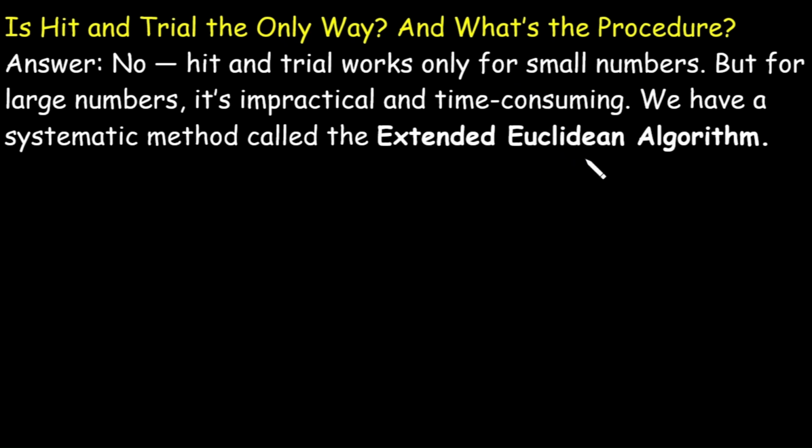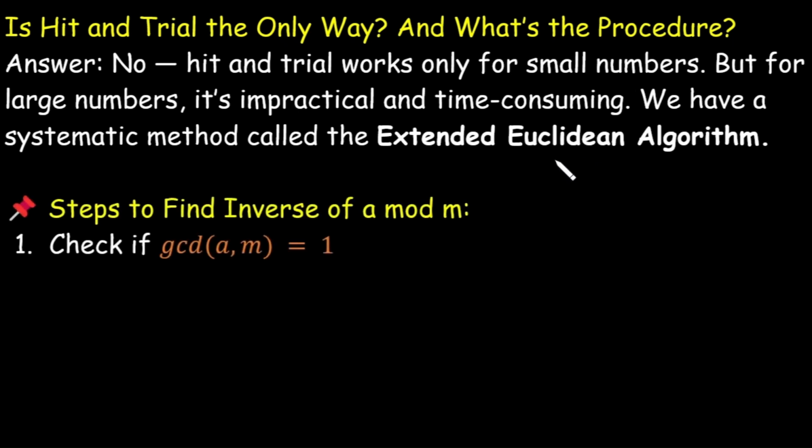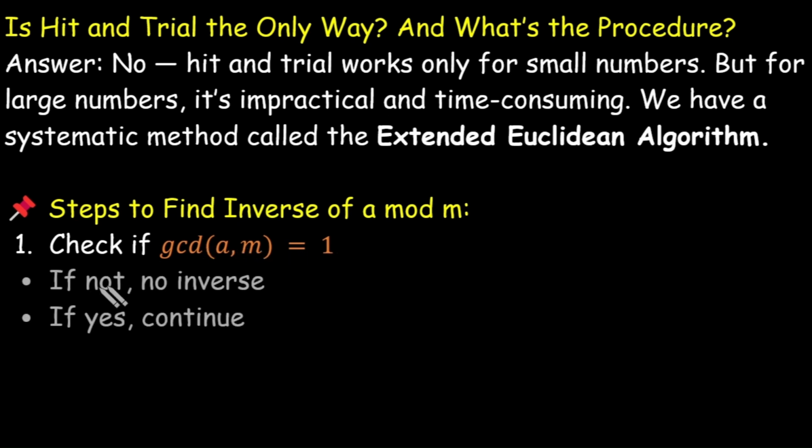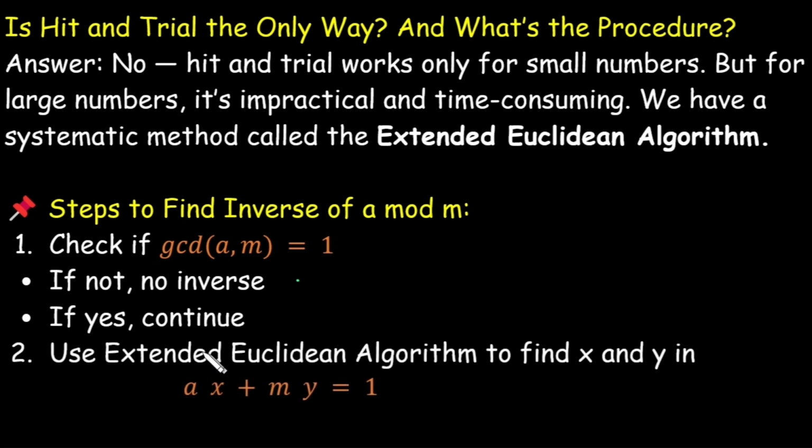So what is the procedure in this case? First step, we need to check whether the inverse exists or not, meaning whether the GCD of the given two numbers is equal to 1 or not. If not, it means the inverse does not exist. If yes, we will continue. In this case, we need to apply the Euclidean algorithm to find the variables x and y that satisfy this condition. In the extended Euclidean algorithm, first we apply the Euclidean algorithm to check whether the GCD of these two numbers is equal to 1 or not.